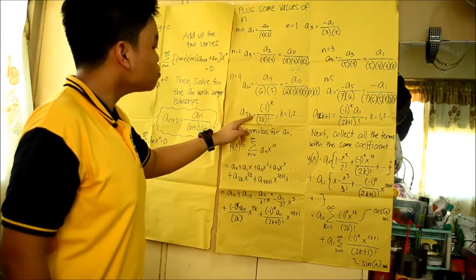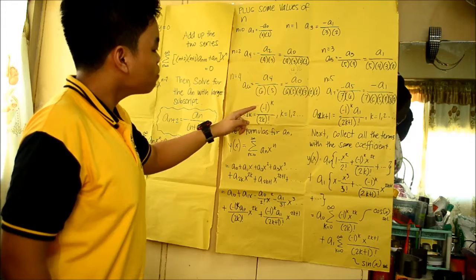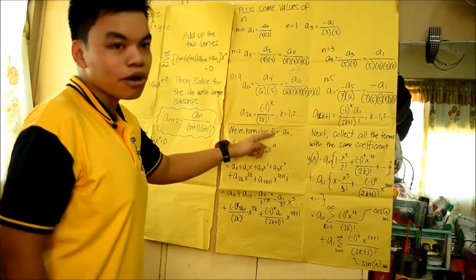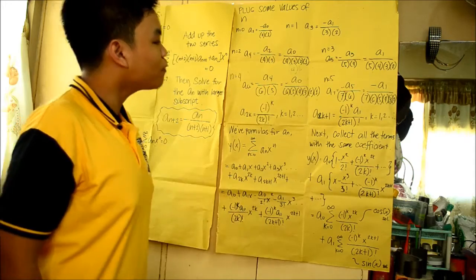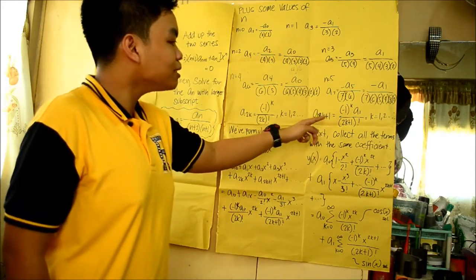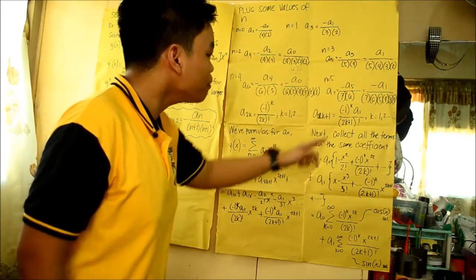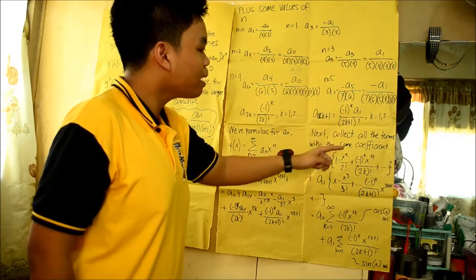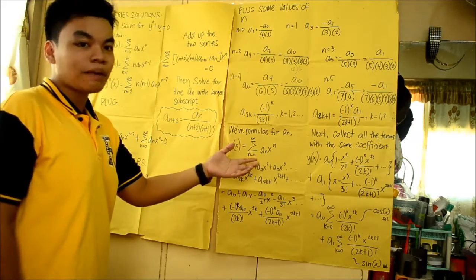Then we can formulate this formula: a sub 2k is equal to negative 1 raised to k over 2k factorial, where k equals 1, 2, and so on. Then a sub 2k plus 1 is equal to negative 1 raised to k times a sub 1 over 2k plus 1 factorial. We have formulas for a sub n.